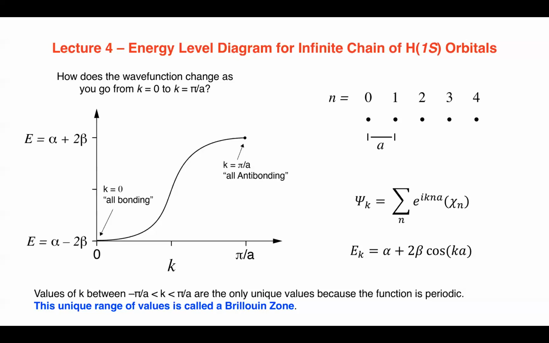Okay, so you can see the energies of all of these different wave functions oscillating in this fashion that goes as cosine of k from 0 to pi over a, and you get this spread in energy of 2 beta, just like you would for any aromatic system.